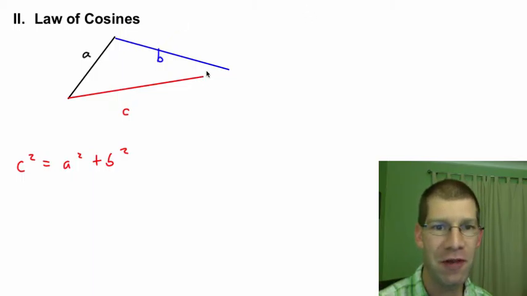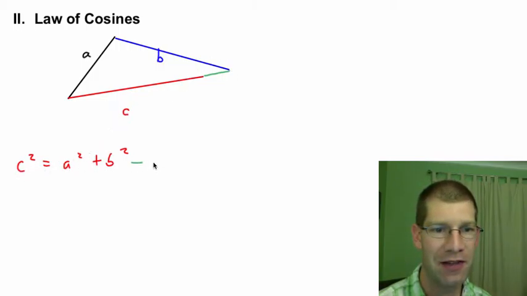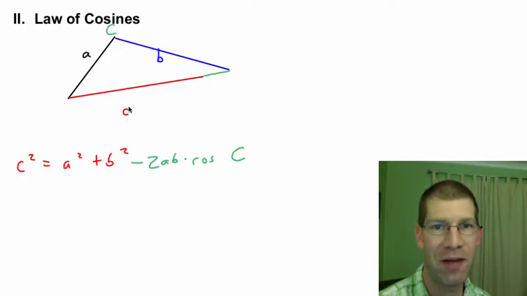What we have to do is put this little correction factor on there, which I'm drawing in green, and which makes up for the fact that we don't have a right triangle anymore. That's really where law of cosines comes from. This correction factor is something that we add into the Pythagorean theorem. And it's going to be minus 2ab times the cosine of capital C, C being this angle up there. So this here is law of cosines.